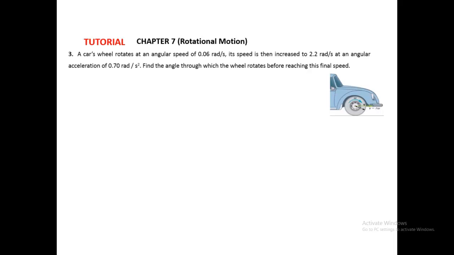A car's wheel rotates at an angular speed of 0.06. So this is your omega I initial. It increases to this, so this is your final angular speed, and this is your acceleration. Find the angle through which the wheel rotates before reaching this final speed. So angle you have to find out.